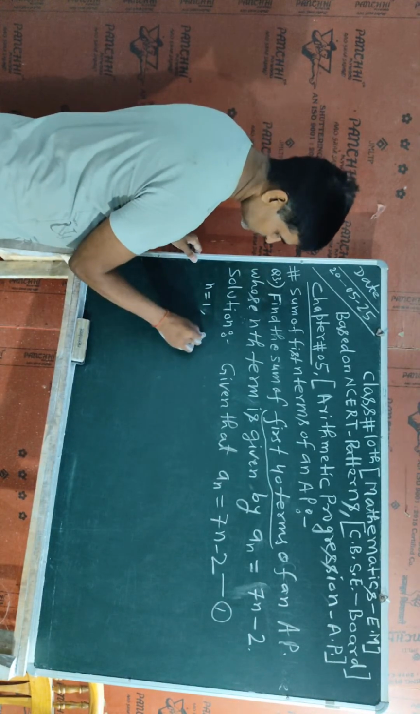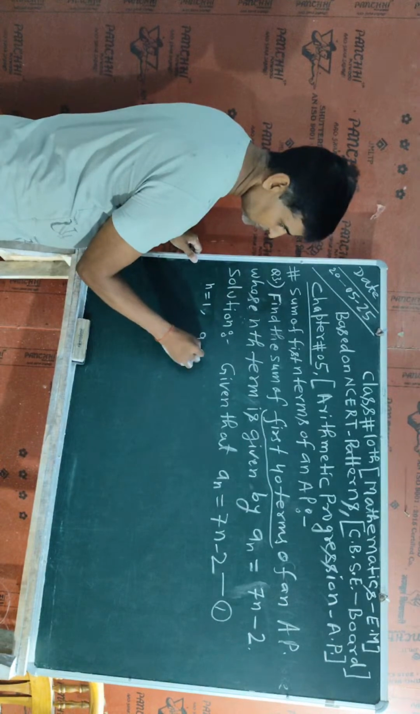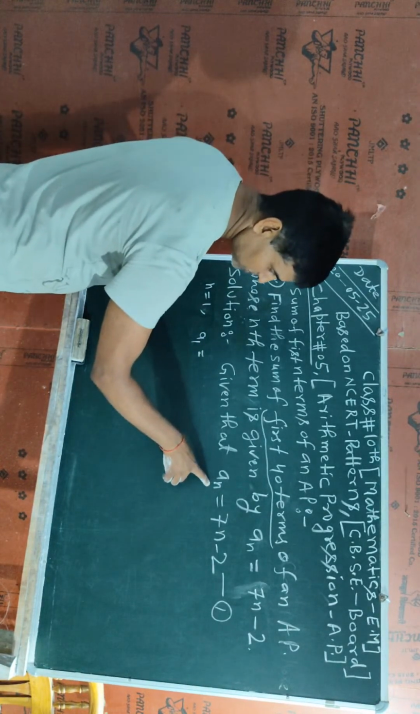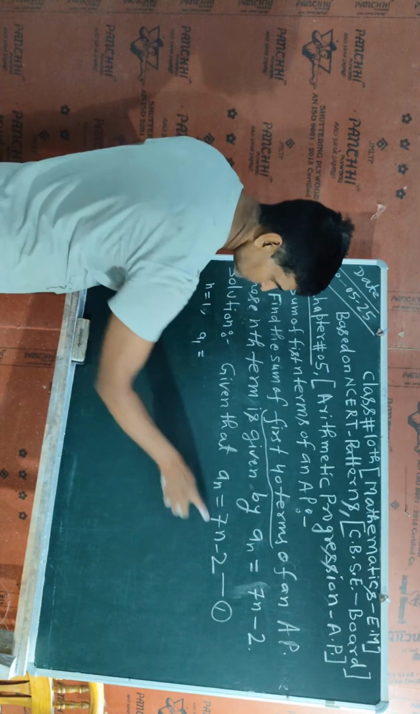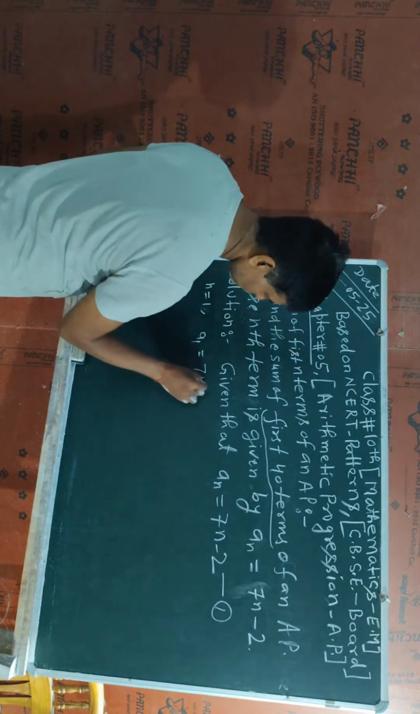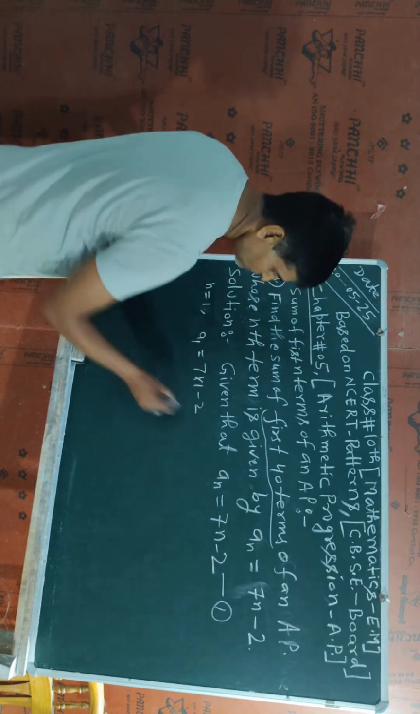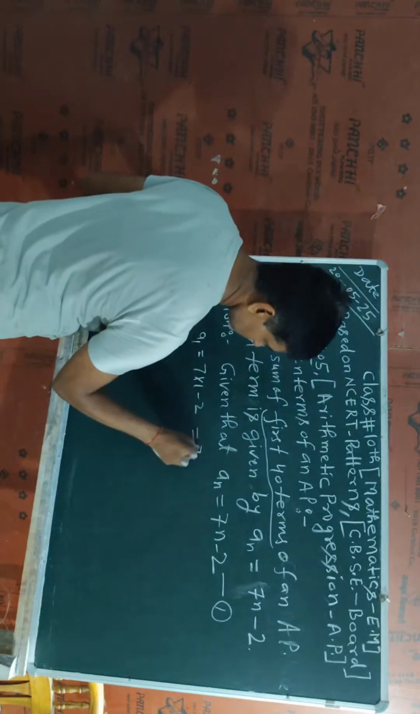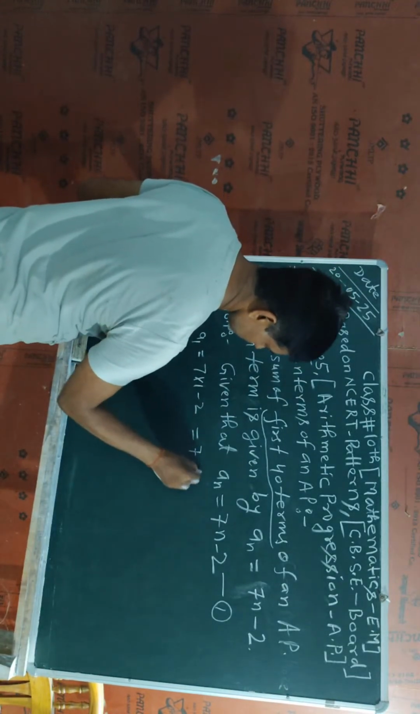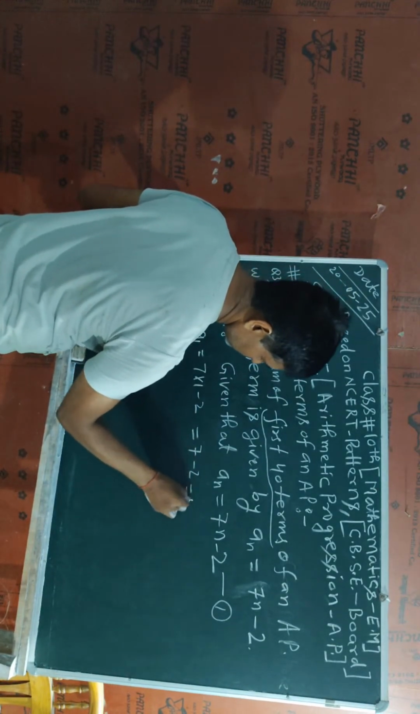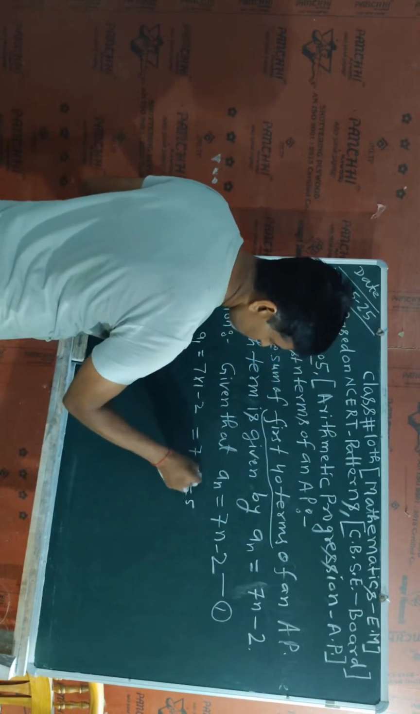After putting the value of n, I write this value. In the place of n, here I have 1. So a1 is equal to 7 into 1 minus 2. I will simplify: 7 into 1 is 7, minus 2 will be 5. So here I will say the first term is 5.